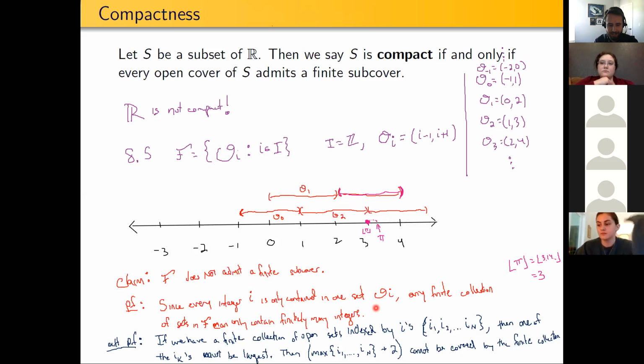So does that make sense? This is saying, if I have a finite collection, I can come up with a way to find a point of R that is not in the finite collection, that is not covered by the finite collection. And so the finite collection cannot be a finite subcover. And therefore, our original F could not admit a finite subcover.